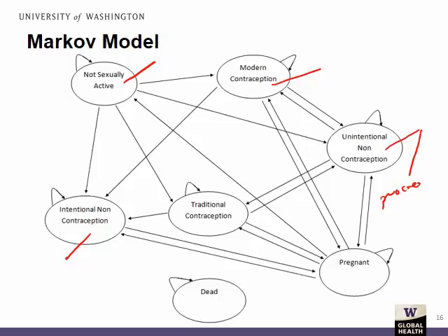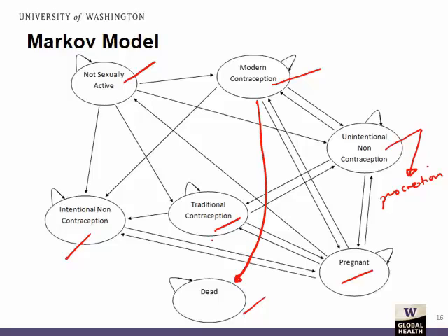Procreation, because some people intentionally don't want to use contraceptives, they want to have babies. Then you had the traditional contraception state. Then you had a state of pregnancy and dead. And this dead state, because there were many transitions, we didn't put arrows in the diagram, but you can think of arrows coming from every state to dead.